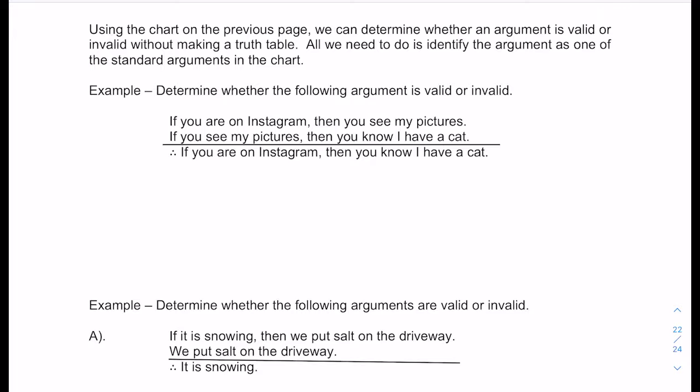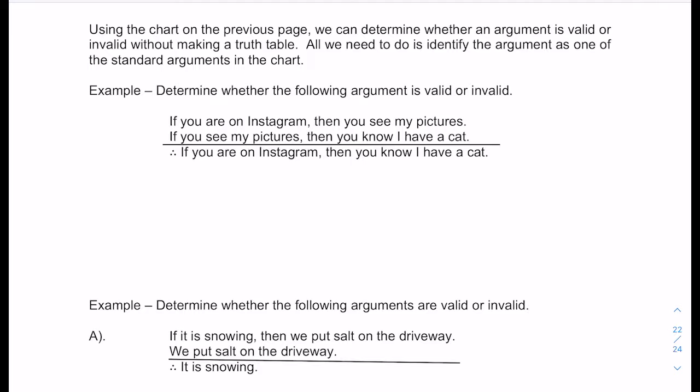Using the chart I just showed you, we can determine whether an argument is valid or invalid without making a truth table. All we need to do is identify the argument as one of the standard arguments in the chart. So let's compare the examples to the arguments above and see if they're valid or invalid. In my first example, it says, if you are on Instagram, then you see my pictures. If you see my pictures, then you know I have a cat. Therefore, if you are on Instagram, then you know I have a cat.